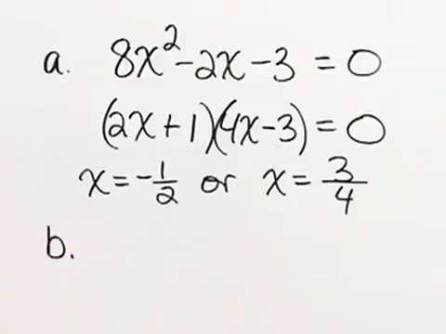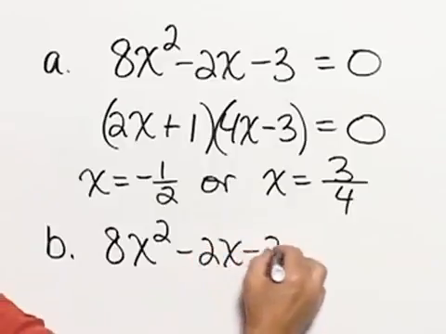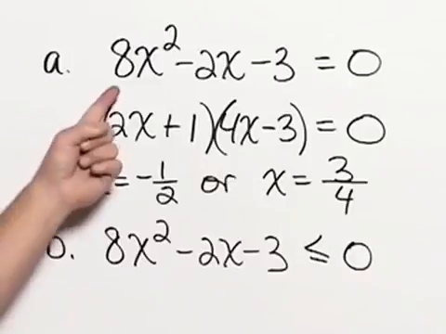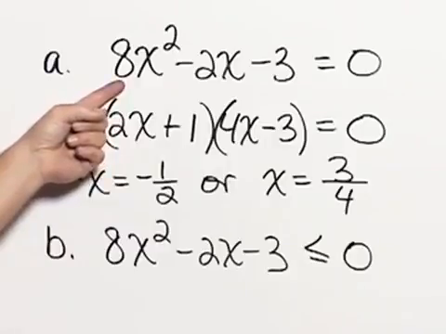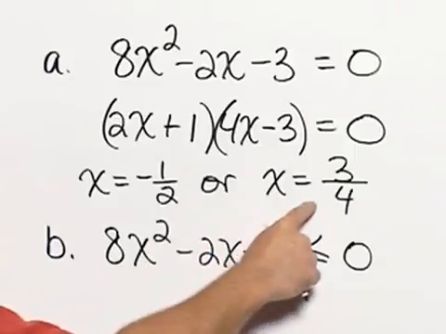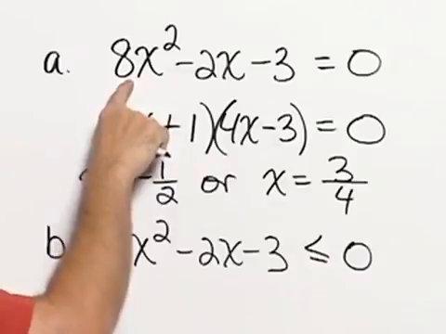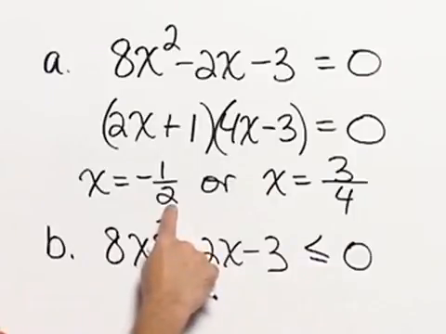Now for B, we are supposed to solve the same expression, 8x squared minus 2x minus 3 is less than or equal to 0. Notice that the coefficient of the x squared term is 8, and that means it's a parabola that opens up. Since these are our two x-intercepts, we know that the vertex will occur halfway between them, and because it's a positive a, this parabola opens up, and therefore we're interested in that section that is between the negative 1/2 and the positive 3/4.